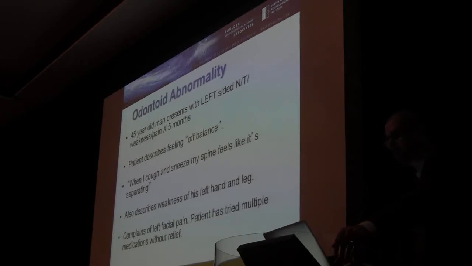This is a guy that came in 45 years old, left-sided numbness, tingling, weakness, and his pain for about 5 months. He started having some difficulties, complaining of being off balance, and when he coughs and sneezes, he said, "It feels like my spine is quote-unquote separating." He had weakness in his left-handed leg, and he had some facial pain as well. He had medications, no improvement, and this was a CT scan and MRI.